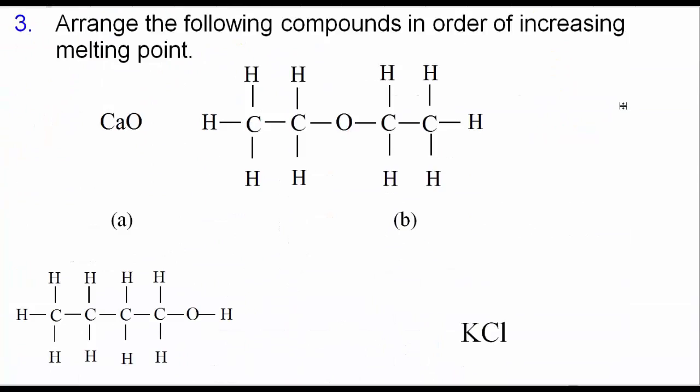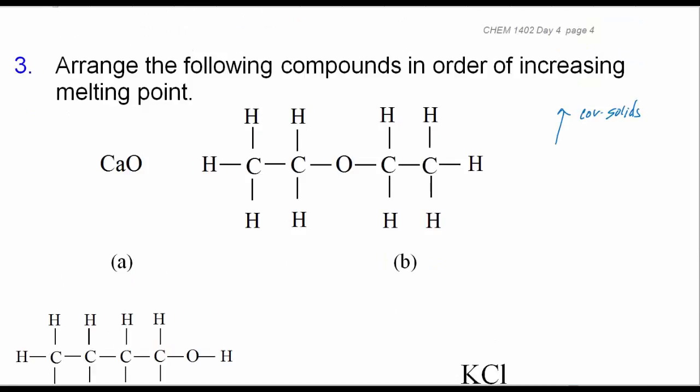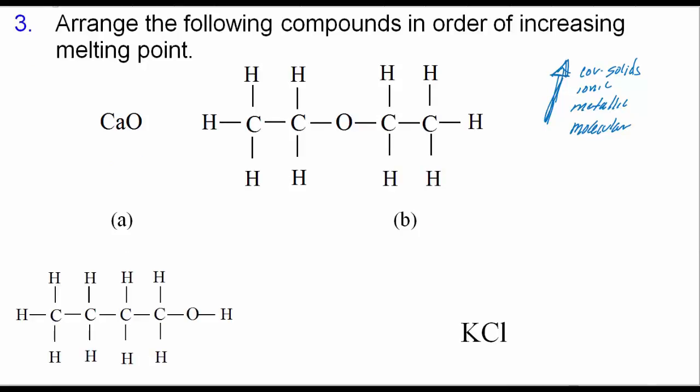Arrange the following compounds in order of increasing melting point. Okay, so remember how that went. We had covalent solids at the very tip of the peak there. Then we have ionic solids, then metallic, then molecular. Right? So that's the order that we're going to follow. So an increasing melting point, the bottom is molecular. Is anything in here molecular? You bet. These two are.